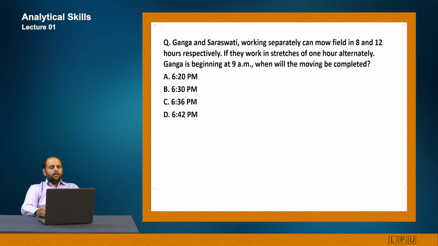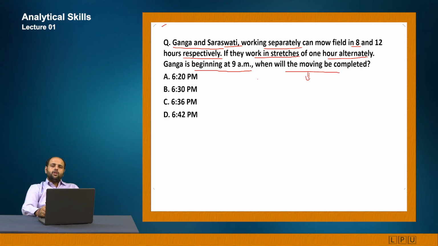He will be saying that Ganga and Saraswati, two ladies, are working separately and can mow a field in 8 hours and 12 hours respectively. Now, if they work in stretches of 1 hour alternately and Ganga started at 9 am, then when will the mowing be completed?